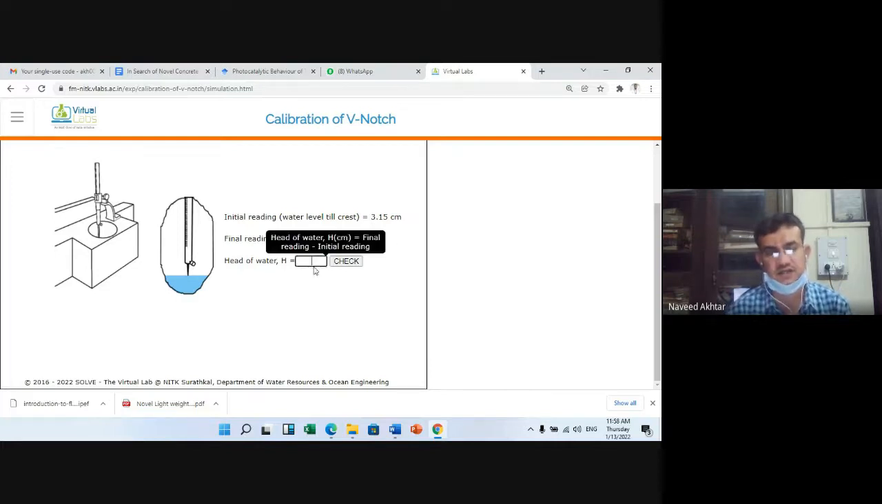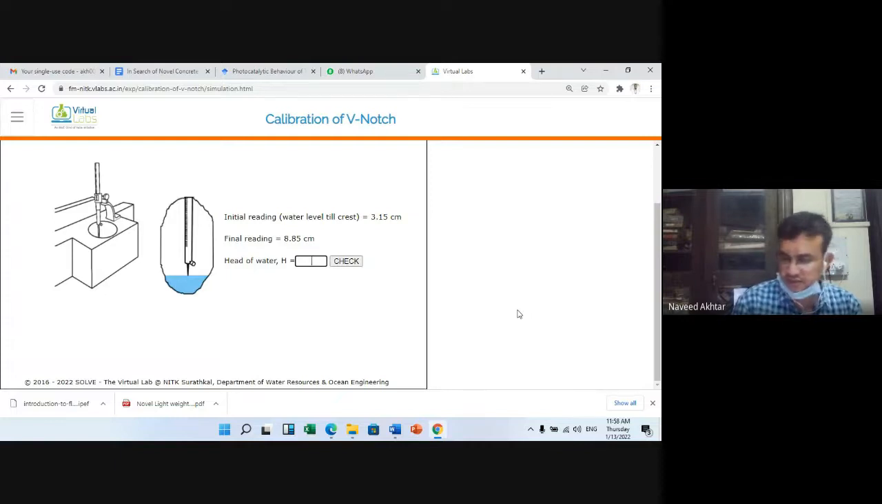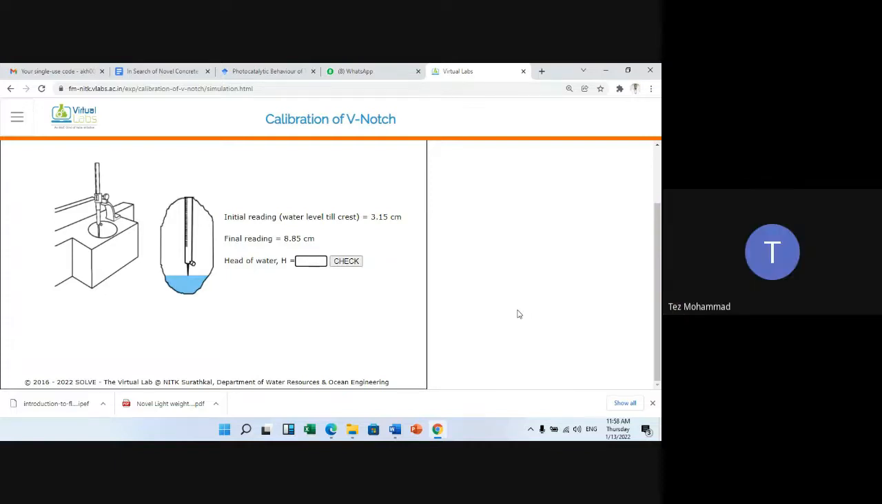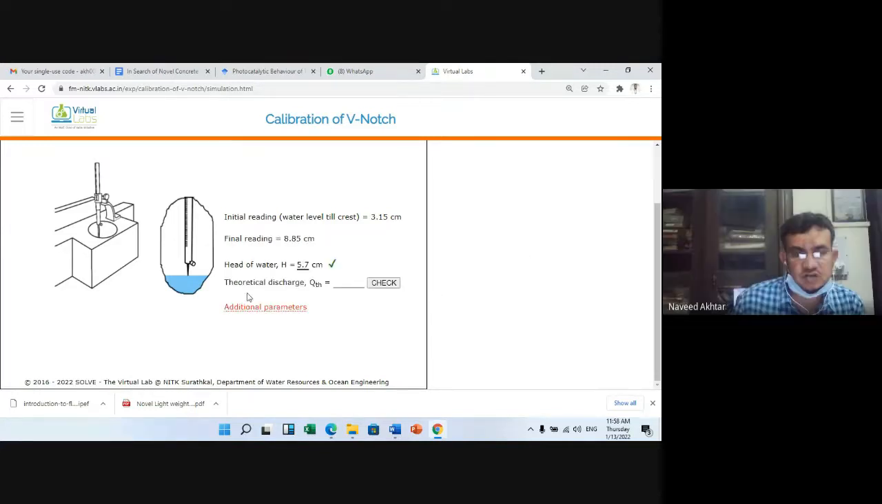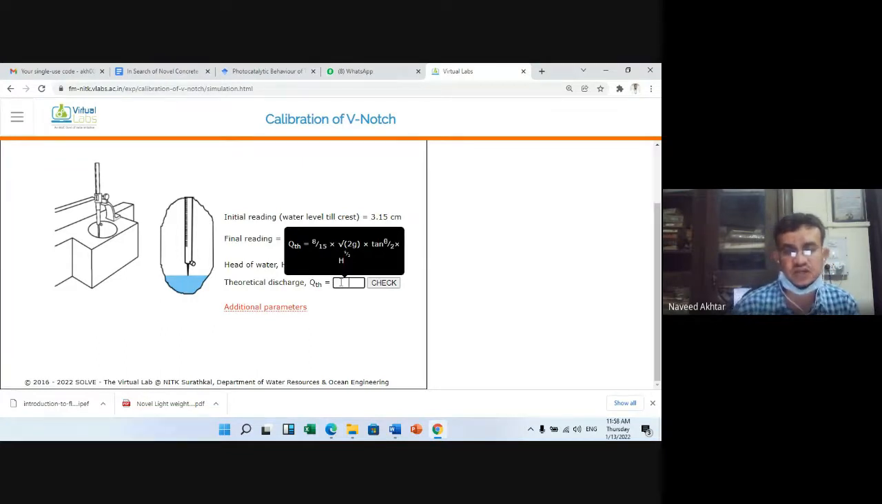So कितना है this? Please give me the difference. 5.7. Okay. So now the theoretical discharge you can find out using this formula, 8/15 into under root of 2g into tan theta by 2. So you can find out in centimeter, put the value. Under root of 2g is under root of 1962, 981 into 2 is 1962.